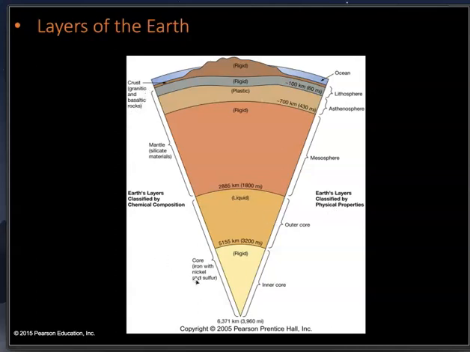If we think about the Earth based on its chemical properties, there are three layers. Okay? And those three layers are the crust, the mantle, and the core.